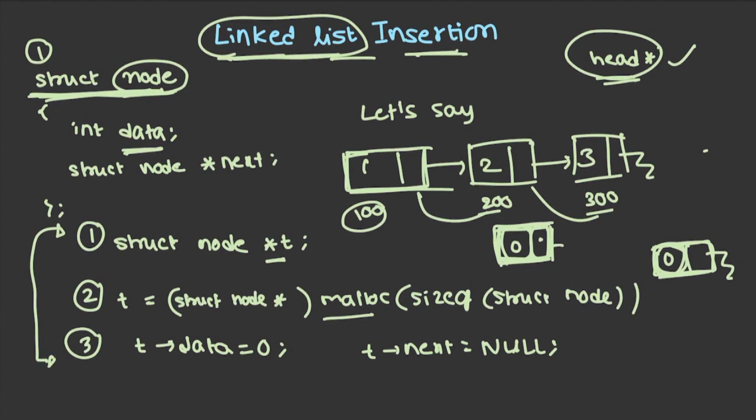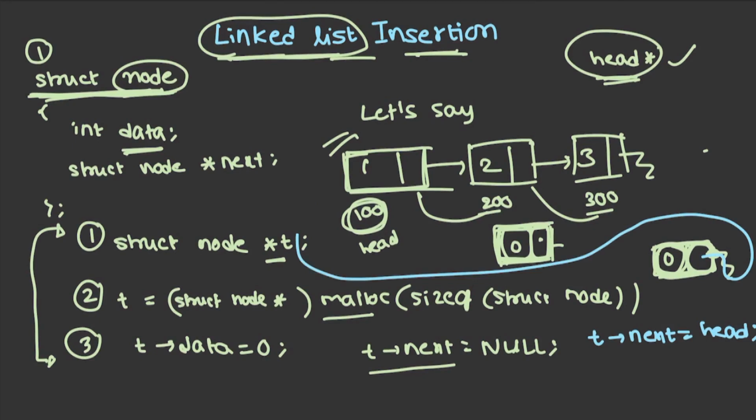Now, after creating the node and after accessing the data, it's time that we add this inside this linked list. We know that this is stored in head pointer. To make it the first node, this actually needs to store this address. So, this can be accessed with T arrow next, which should be equivalent to head. I can write it as T arrow next equals head. This actually points to this location and 100 will be stored here.